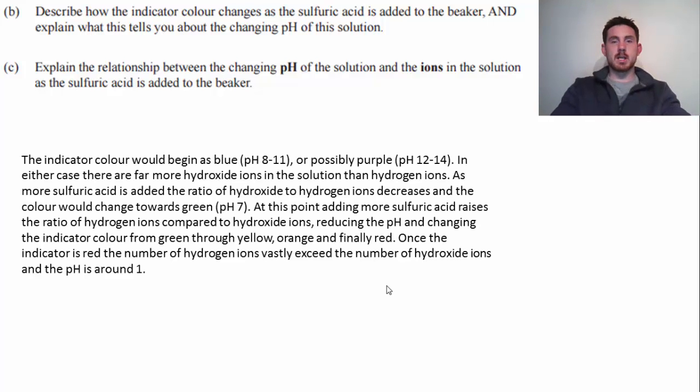Okay, so how does the indicator change color as sulfuric acid is added to the beaker? Well, because we started with the sodium hydroxide, I think it said 5 drops in the previous part of the question. So the indicator color, once we've added the universal indicator, but before we've added the sulfuric acid, the beaker would contain blue once that universal indicator has been added. So that represents the pH of the sodium hydroxide, a pH of around about 8 to 11. If it's highly alkaline, then it might be purple, which would represent about pH of 12 to 14. And regardless of what the pH is there, as long as it's above 7, then there are more hydroxide ions in the solution than hydrogen ions.